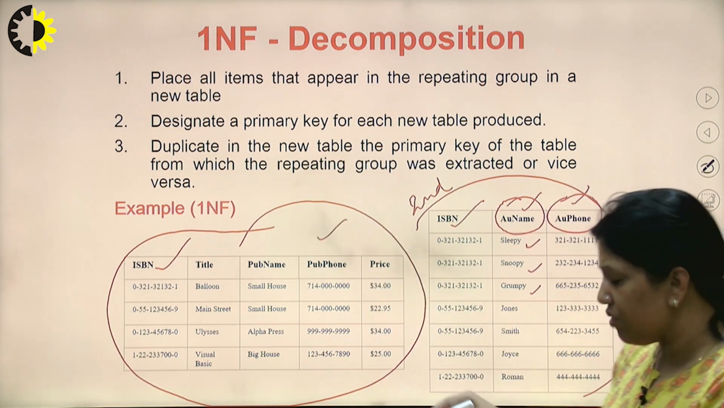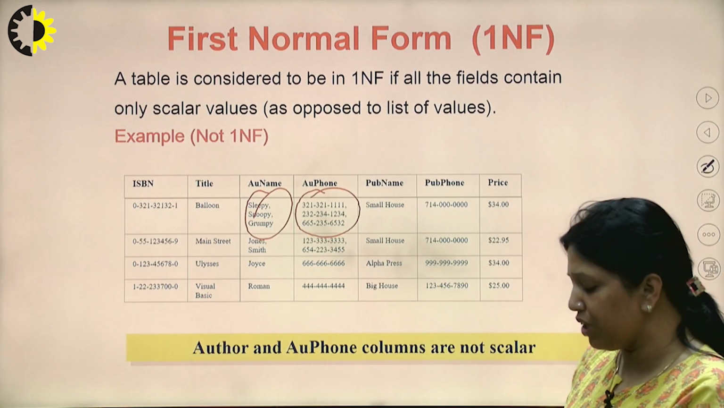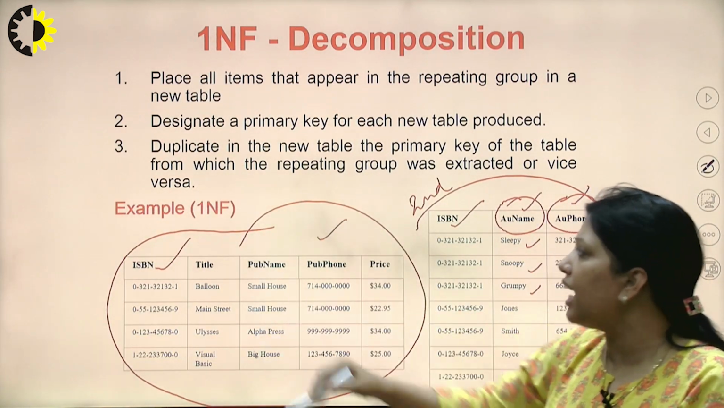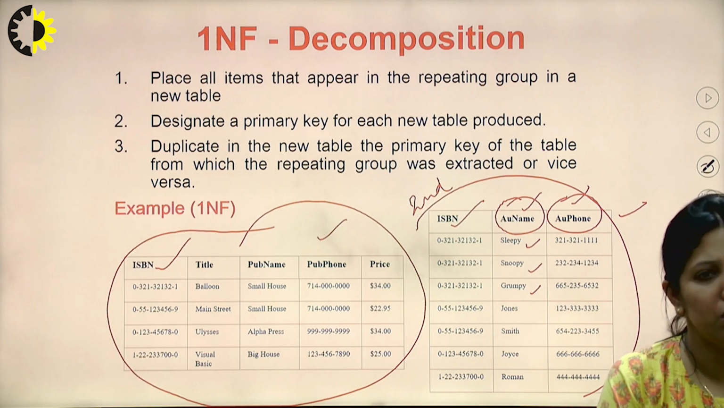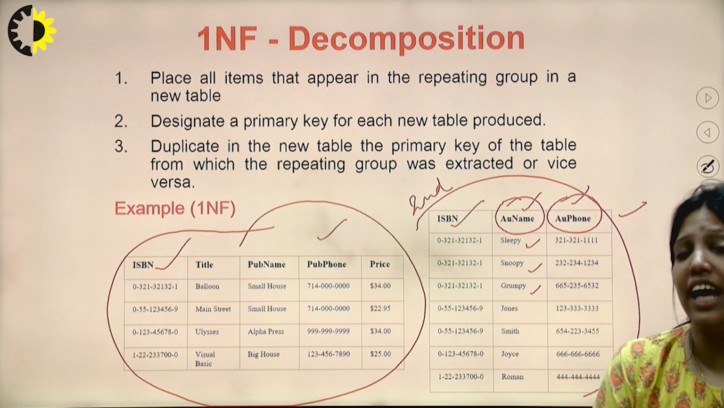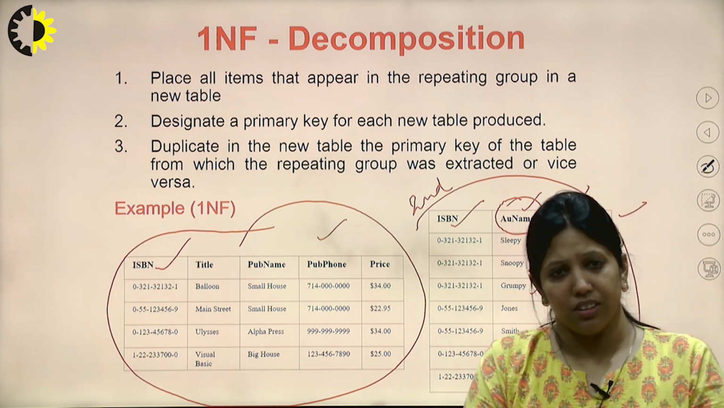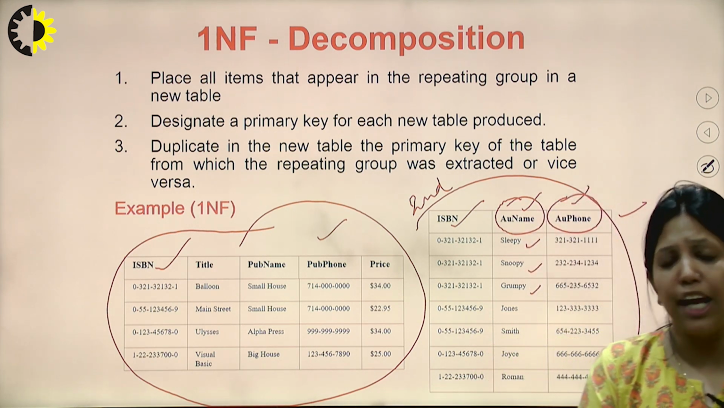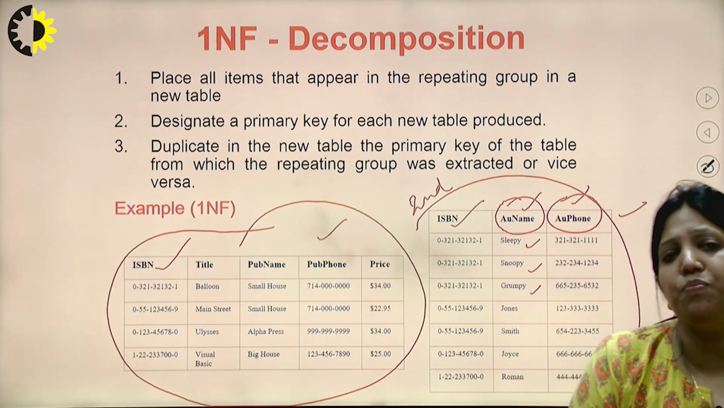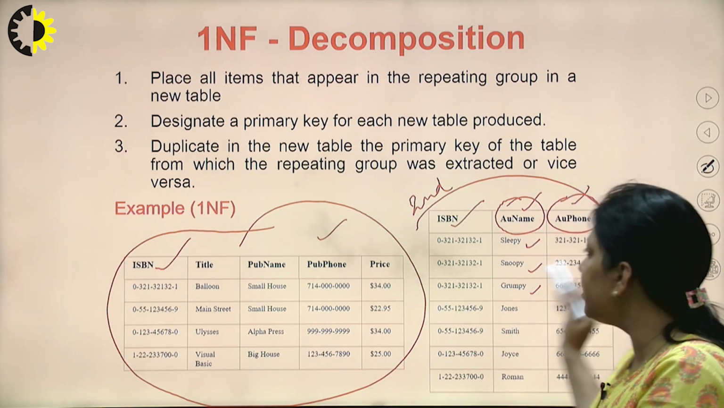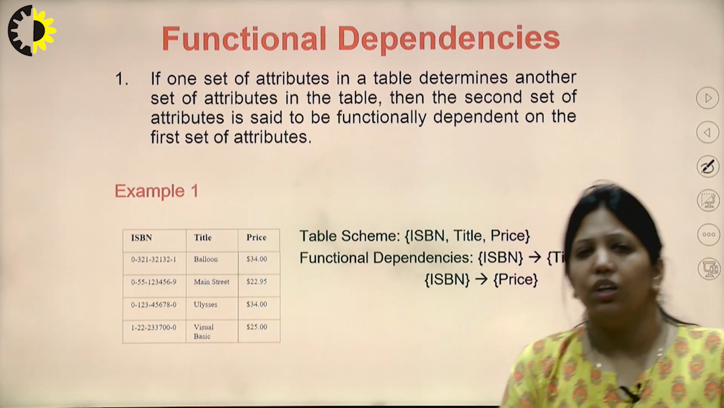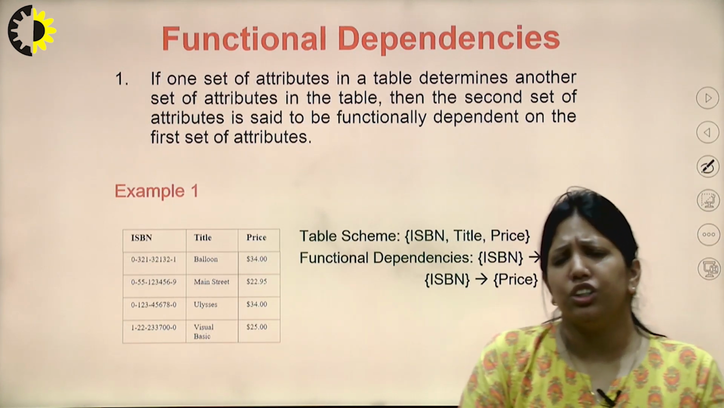Now this table is not in first normal form, but after making a new table, we will convert that relation into the first normal form. The only condition of the first normal form is that it does not allow multi-valued values. If we have any multi-valued attribute, then we make a new table with the primary key of the base table, and we get that relation into the first normal form. Then we will discuss functional dependency.